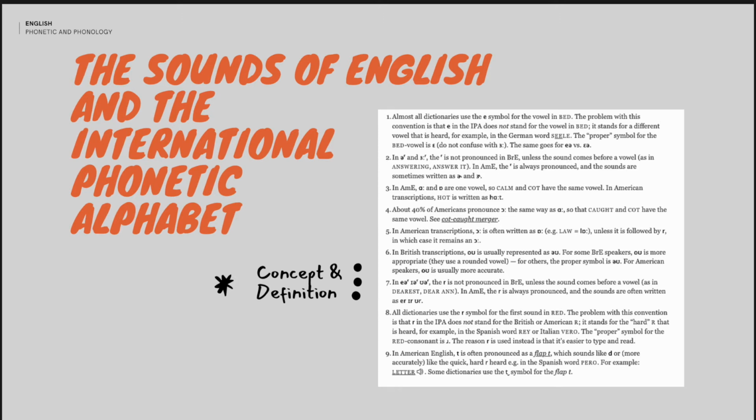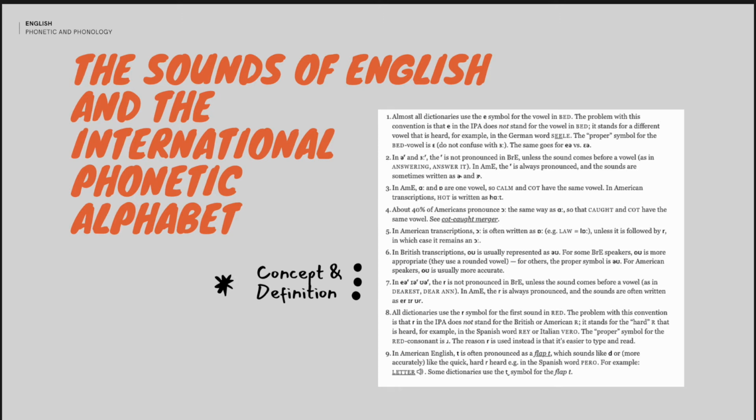Third, in AME, A and O are one vowel, so calm and coat have the same vowel, but in American transcription, hot is written as hot. The fourth, about 40% of Americans pronounce AC the same ways as A, so that cock and cot have the same vowel.